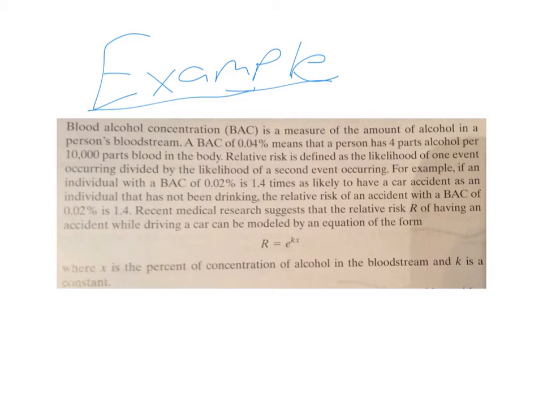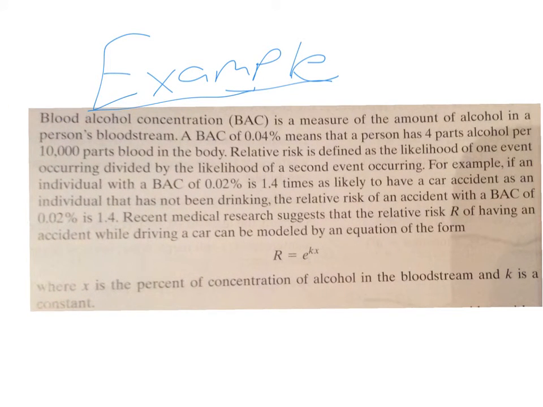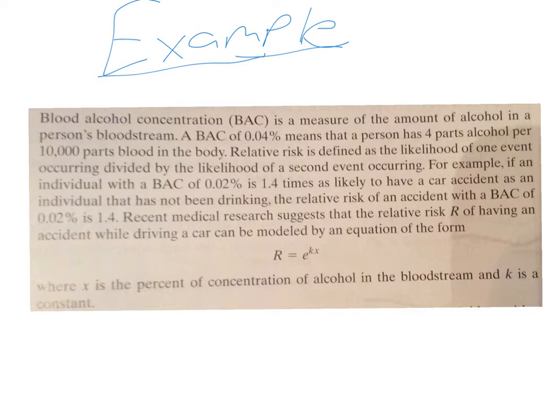Alright, here's a word problem for you, because I know how much every math student loves word problems. It says blood alcohol concentration is the measure of the amount of alcohol in a person's bloodstream. A blood alcohol concentration of 0.04% means that a person has 4 parts of alcohol per 10,000 parts blood in the body. Relative risk is defined as the likelihood of one event occurring divided by the likelihood of a second event occurring. For example, if an individual with a blood alcohol content of 0.02% is 1.4 times more likely to have a car accident as an individual that has not been drinking.